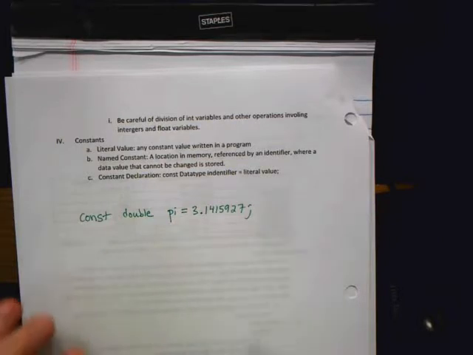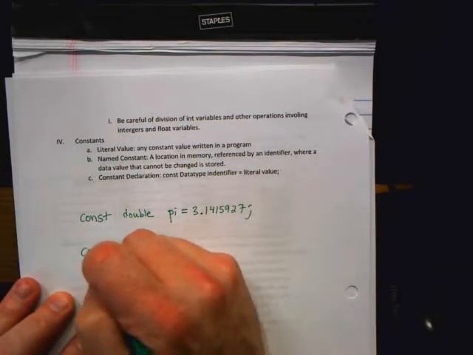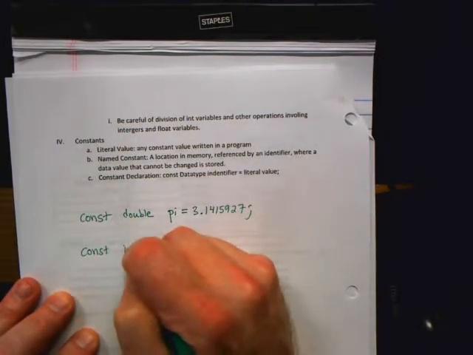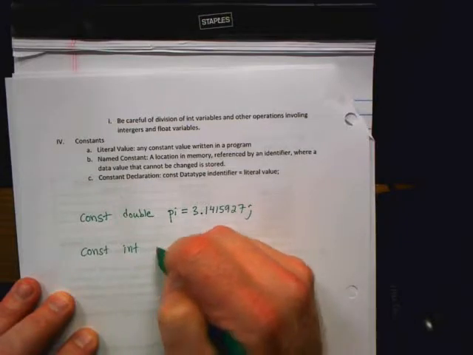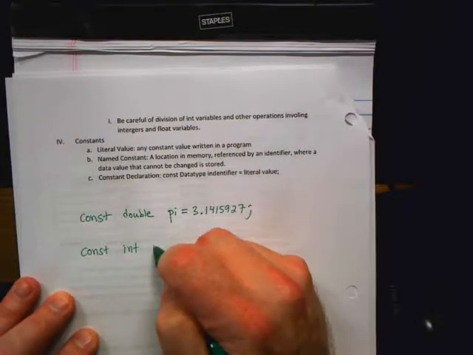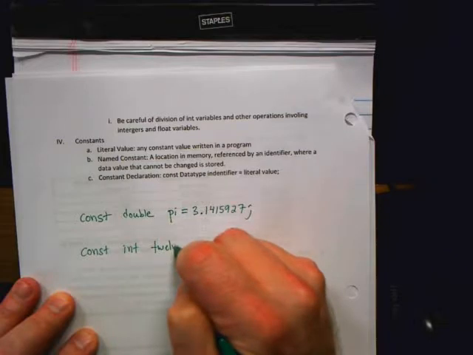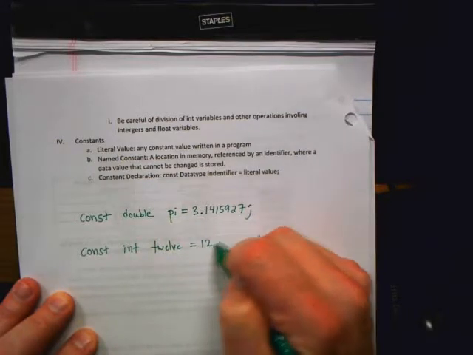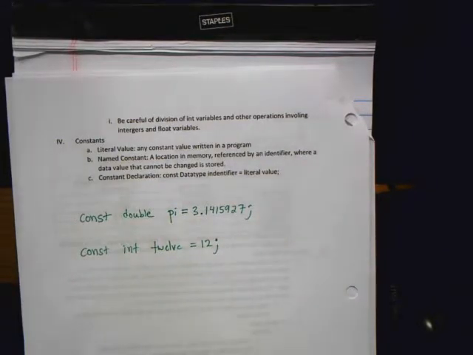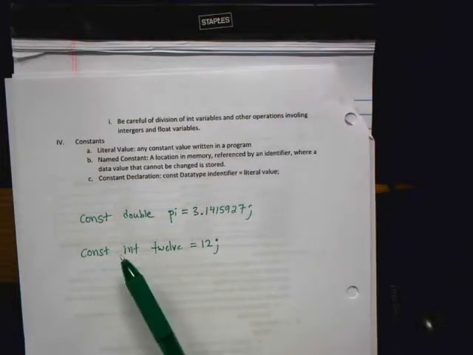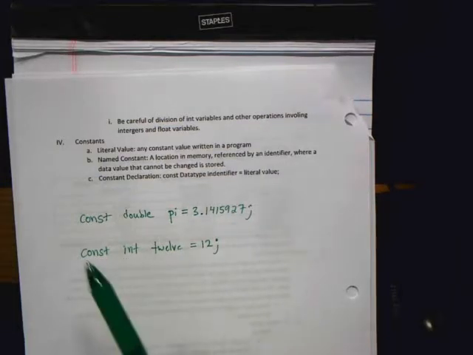Okay, or you might have something like const int, I don't know, 12 equals 12. So again, it says memory location, calls it 12, it's an integer, and it can never change.